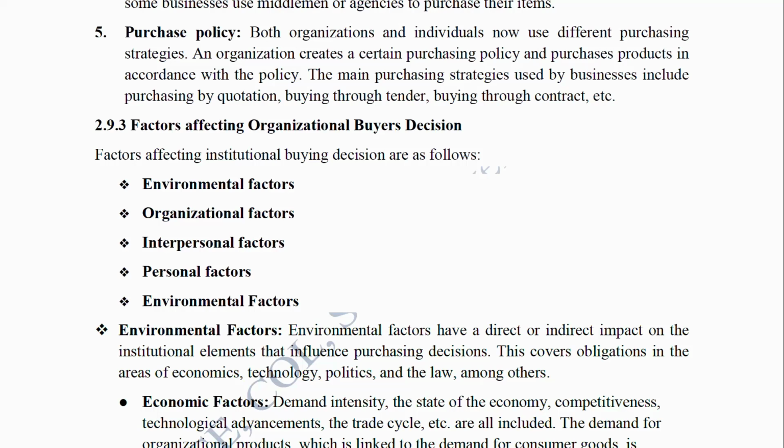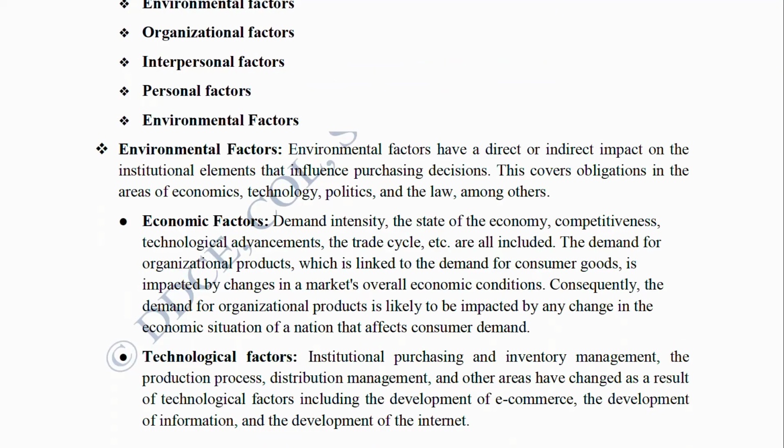Environmental factors have a direct or indirect impact on the institutional elements that influence purchasing decisions. This covers obligations in the areas of economics, technology, politics, and the law, among others. Economic factors: demand intensity, the state of the economy, competitiveness, technological advancements, the trade cycle, etc., are all included.